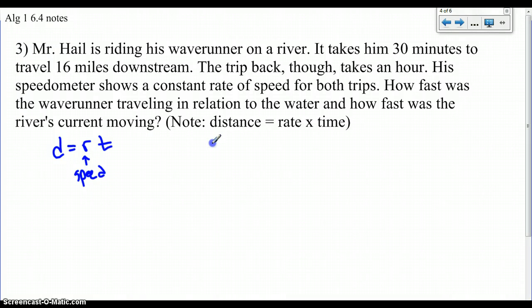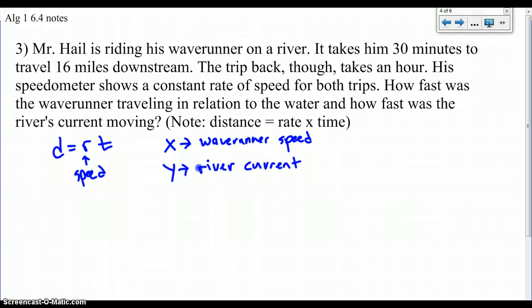Let's talk about the first trip. And what I was about to do was skip an important step I'm constantly getting after you about. We need to define variables. Then we can start writing equations. What are the two things we're looking for? The first one is the speed of the wave runner. I'm getting these from the last sentence; they're the two things it asks us to find. And then the river's current is the other one, the speed of the water.